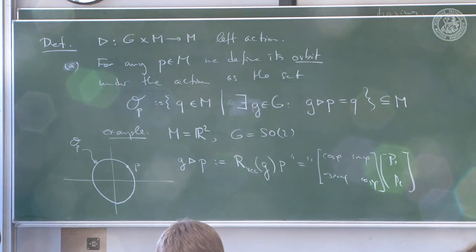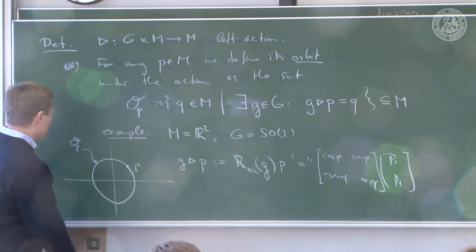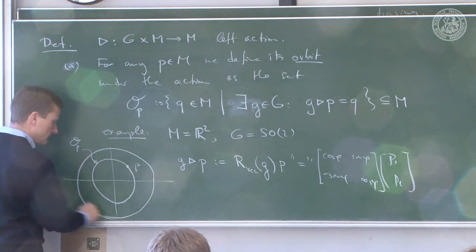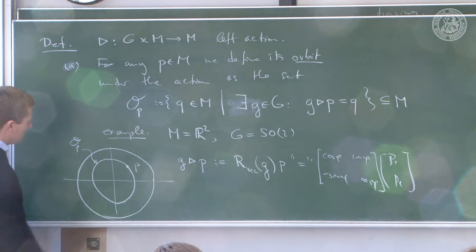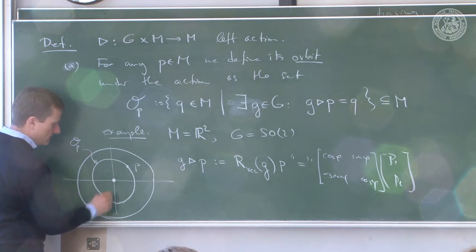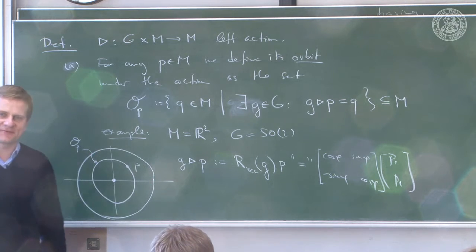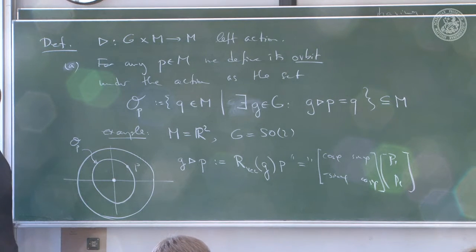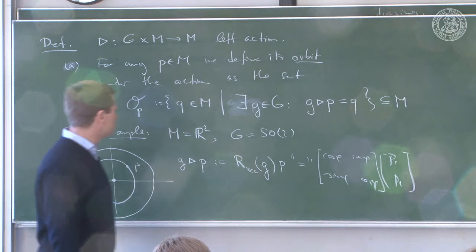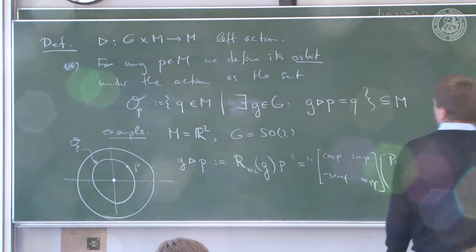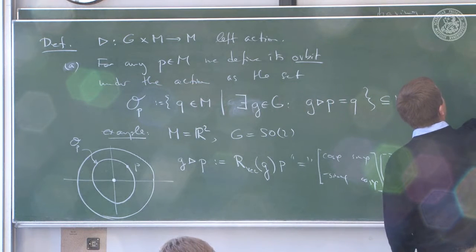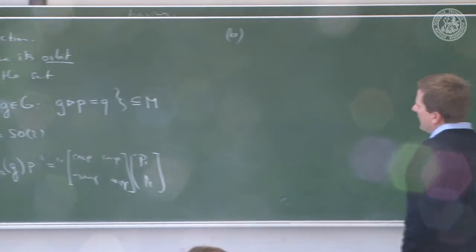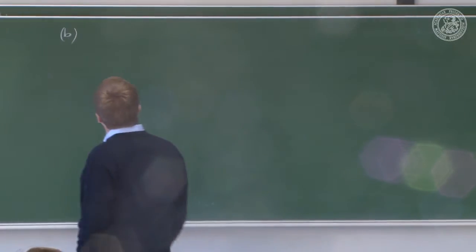Right. All the orbits are circles, but there's also one point here, which is the orbit of itself, right? It's also the orbit of that point. That's not a circle. That's just a point. Okay? So we have this. Once we have that, we can define an equivalence relation.